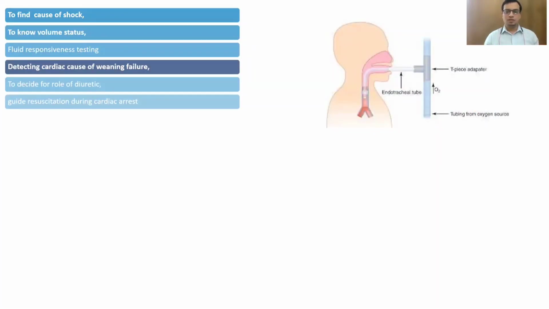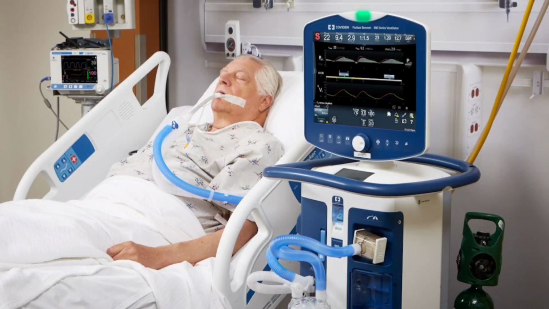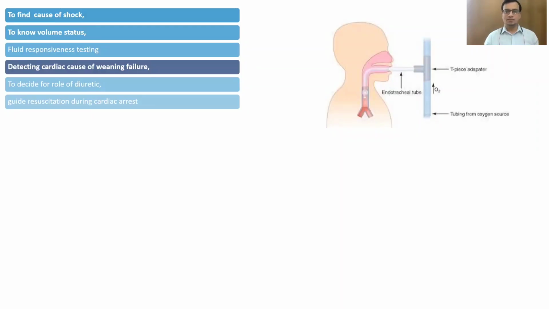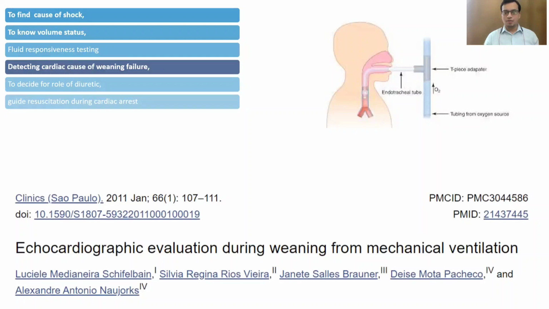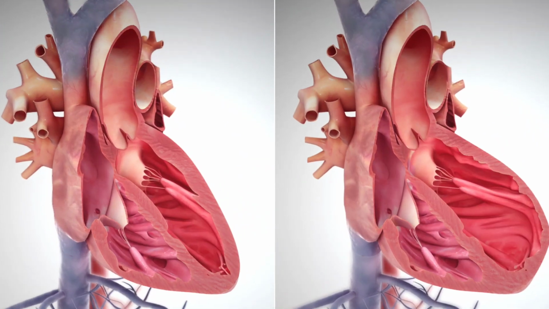Many a times, a patient is difficult to wean from ventilator, and hence echo is done to find out whether the cardiac component is responsible for weaning failure. In 2002, the term weaning-induced cardiac failure was introduced. Among the multiple causes of weaning failure from mechanical ventilation, cardiovascular dysfunction is increasingly recognized as a frequent cause that can be treated successfully if detected early.